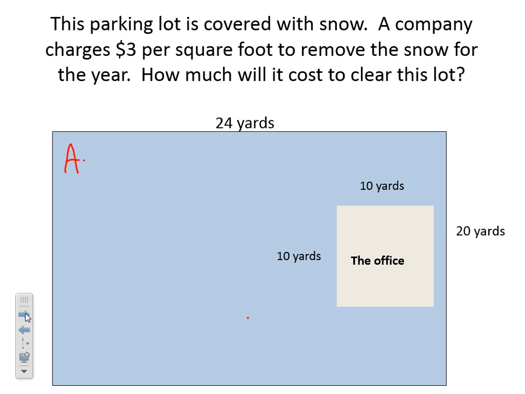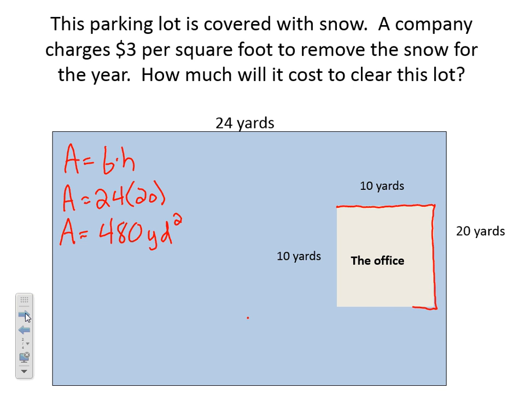So area of a rectangle is base times height. So area equals 24 times 20. The area of my lot equals 480 yards squared. Now I have this office area here, and this area will not be needed to be removed from snow, so we're going to find the area of that and subtract it from our total area.